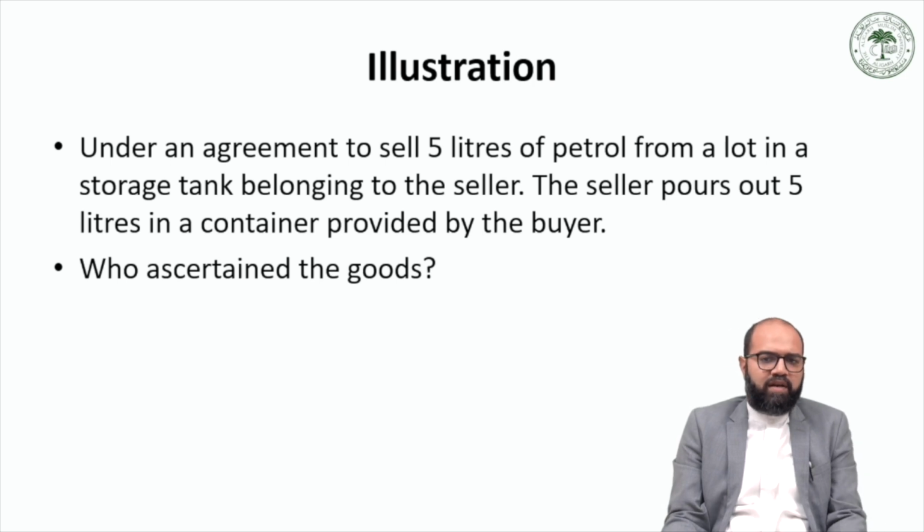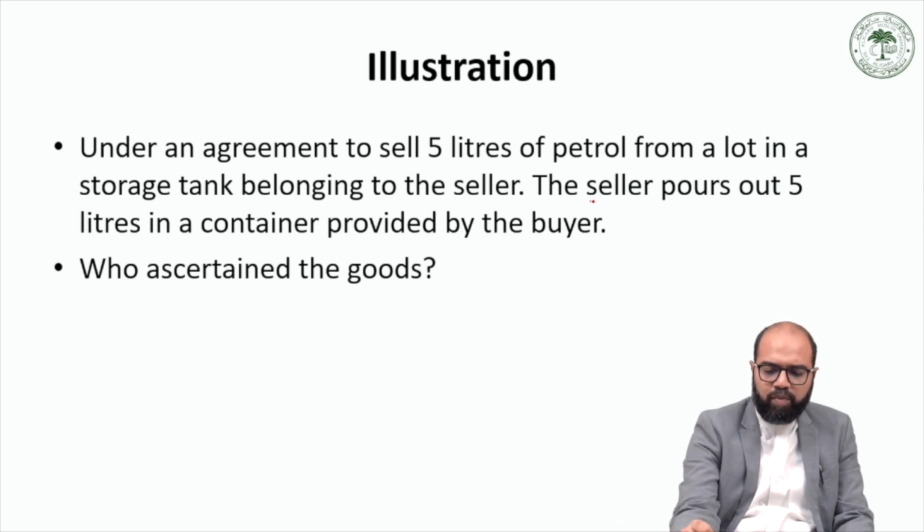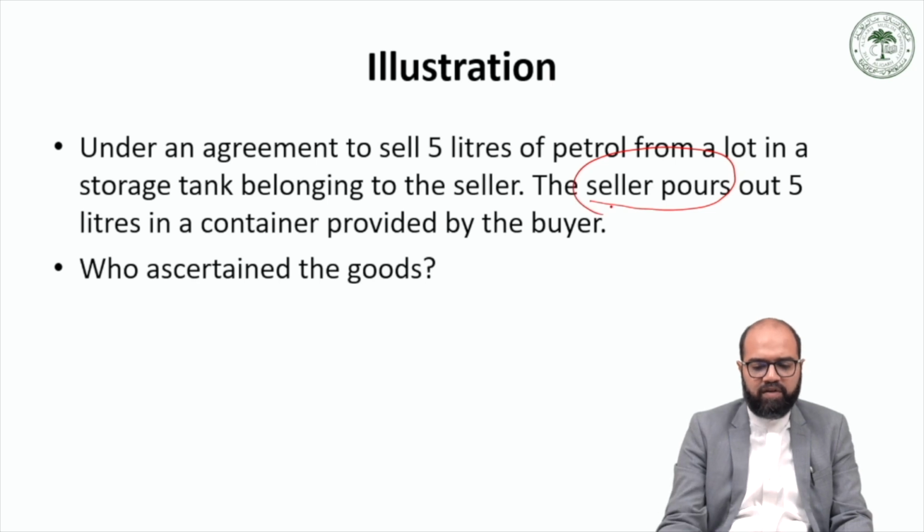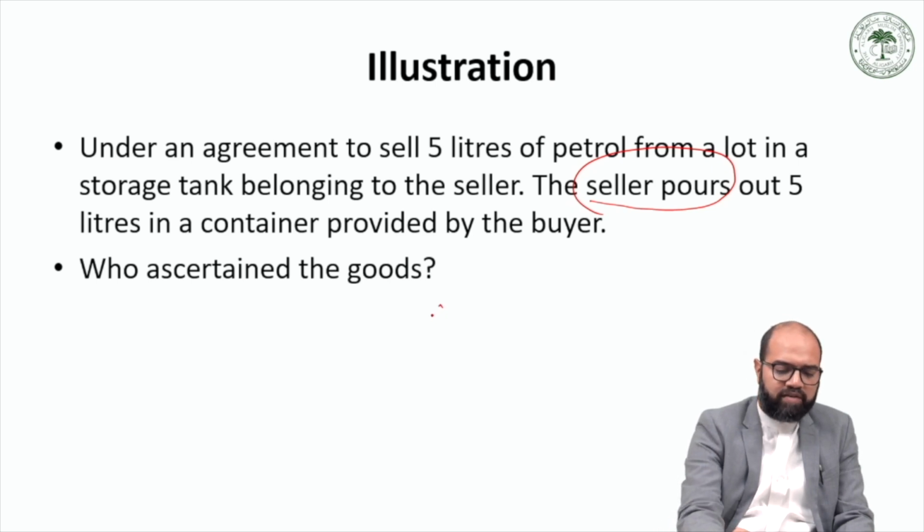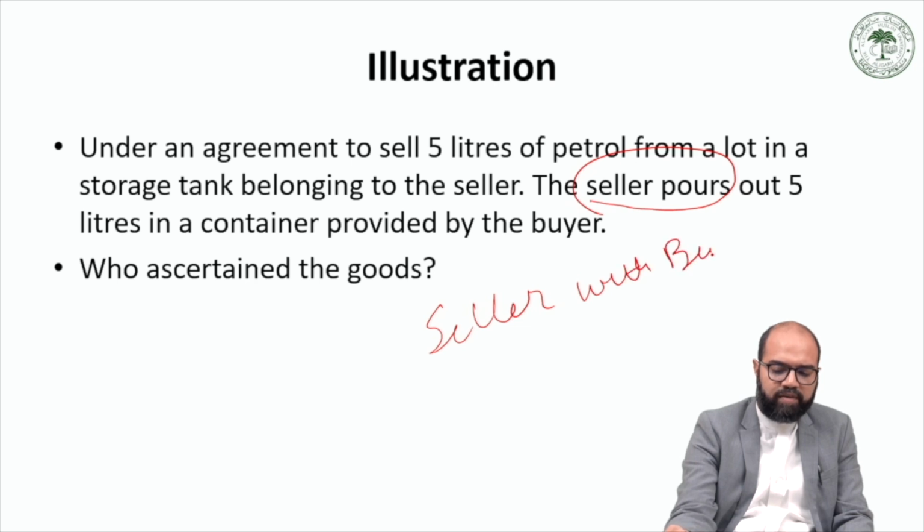Then to take up another illustration, under an agreement to sell 5 liters of petrol from a lot in a storage tank belonging to the seller, the seller pours out 5 liters in a container that is provided by the buyer. So in this case, who ascertained the goods? So who is doing the act of pouring the 5 liters from a storage tank? It is being done by the seller. So here the goods are being ascertained by the seller with the buyer's assent.